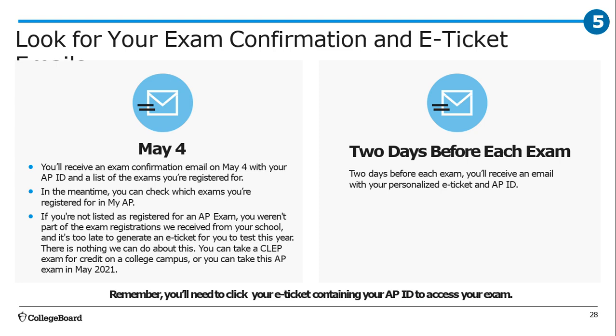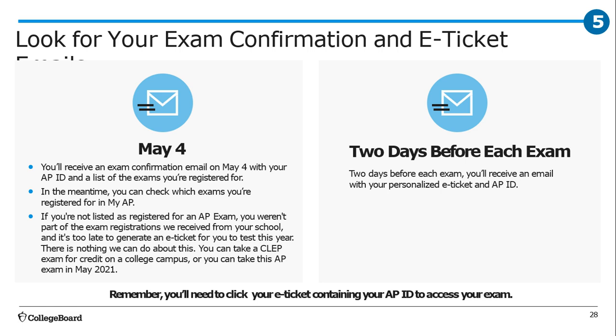All right, May 4th, AP ID, this sort of information. May 4th, you receive an email confirmation with your AP ID and a list of exams you're registered for. In the meantime, you can check which exams you're registered for in My AP.